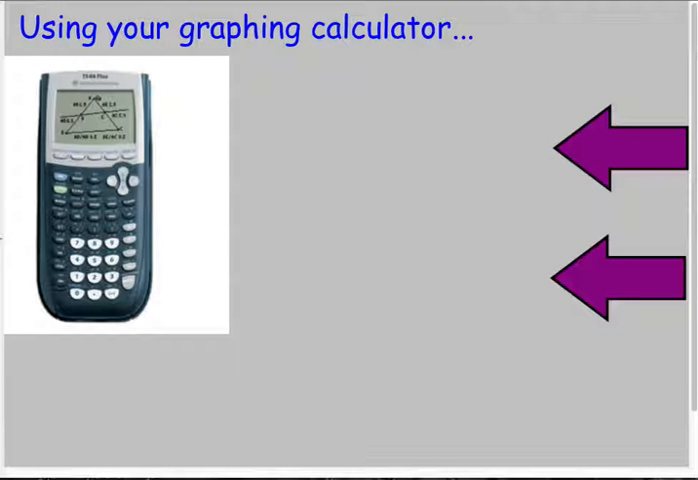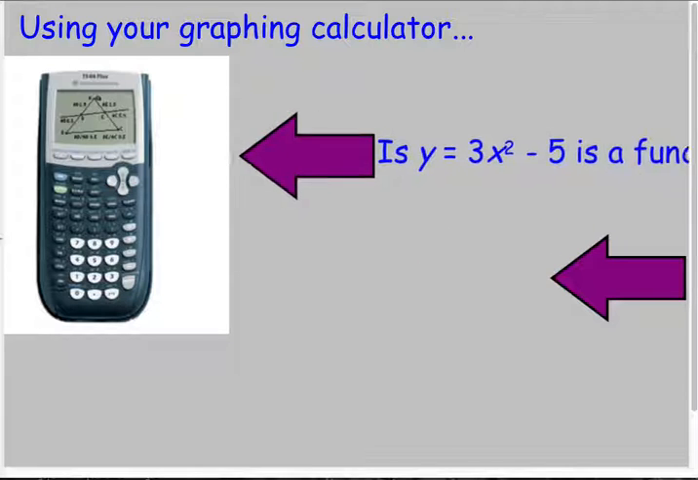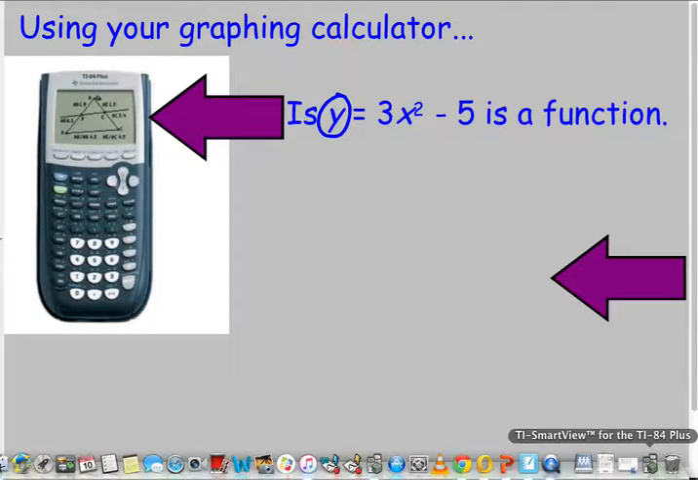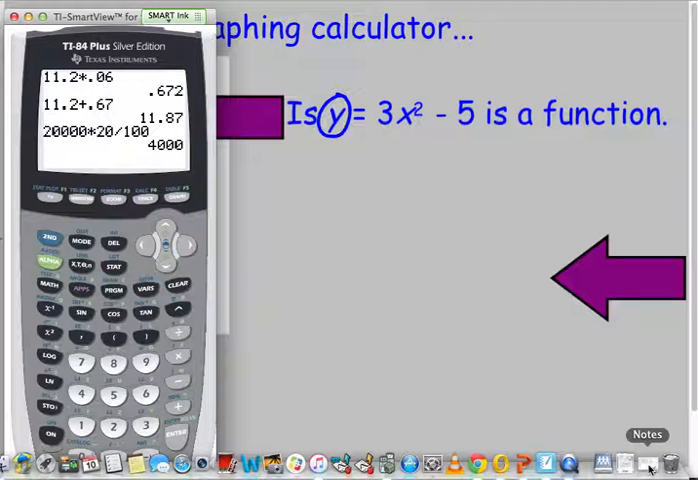Using your graphing calculator, you can check and see if things are functions also. You could plug this in and see if it's a function. The key is this: it has to be solved for y. If it's not solved for y, you really can't plug it into your graphing calculator. So I'm going to pull up our graphing calculator here, and I'm going to show you how to plug this in.